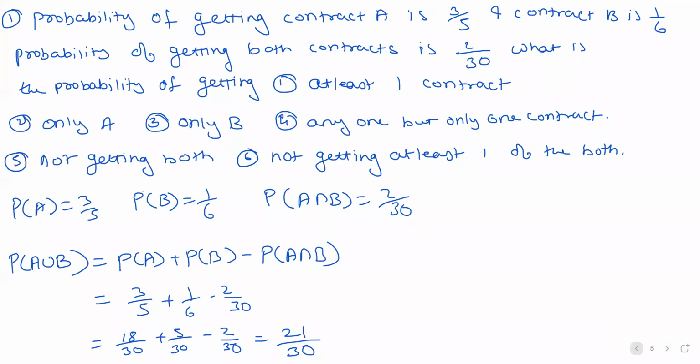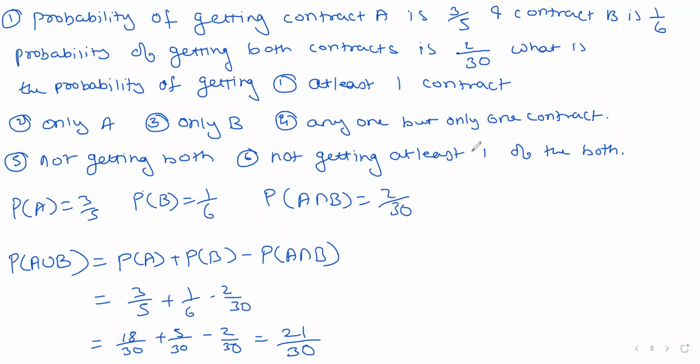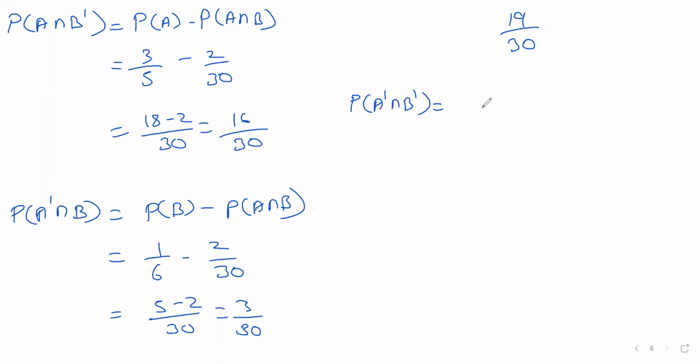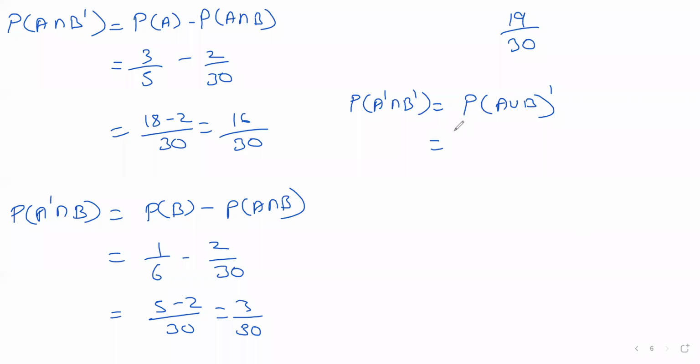Next. Not getting both. Not even getting A, not even getting B. So not getting A means what? It is nothing but A union B bracket complement. So what is A union B? It was 21 by 30. So it will be 1 minus 21 by 30. Your answer is 9 by 30.